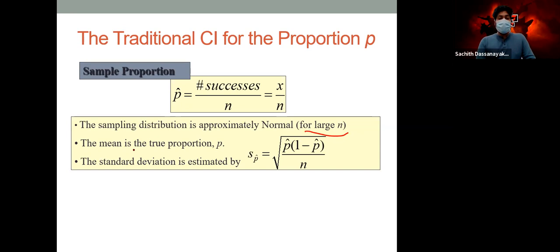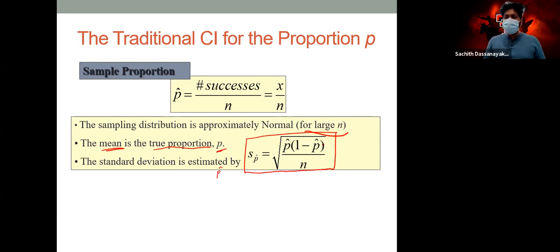Okay, so the mean is the true proportion. The population mean mu is the true proportion, which we call the population proportion. That's why we denote it by simple p. Population proportion equals the mean. Then the standard deviation, which means the standard deviation with respect to sample proportion, p hat, we can denote like this. We can find it using this equation.